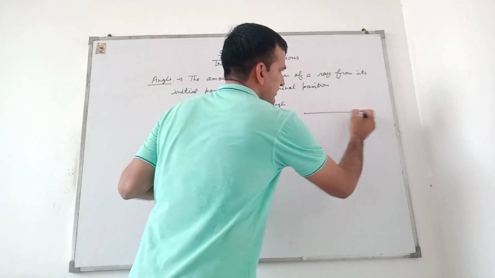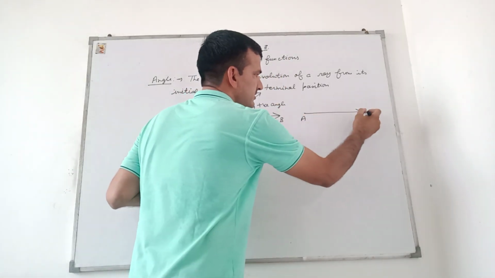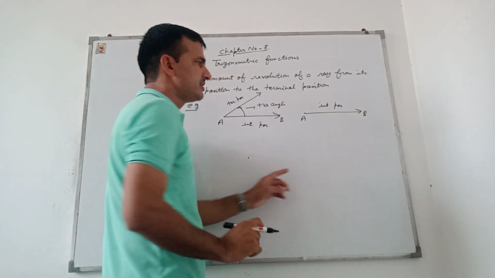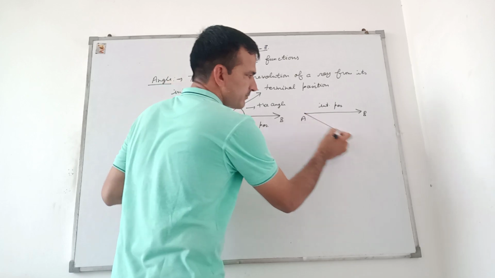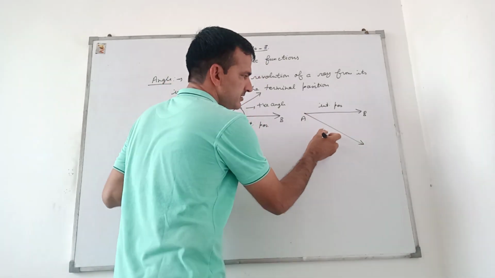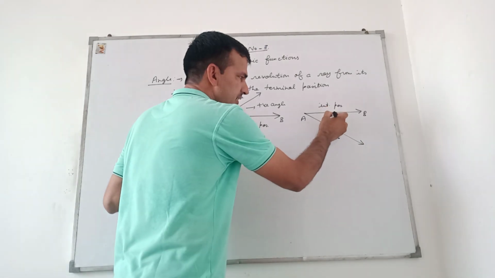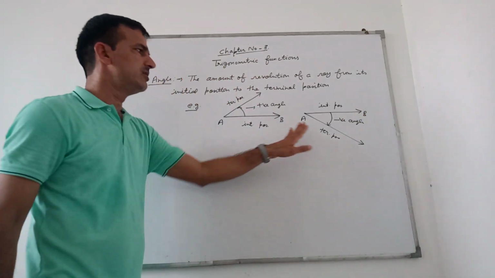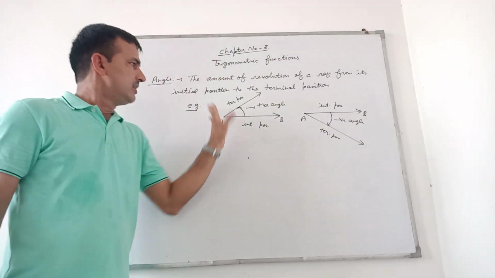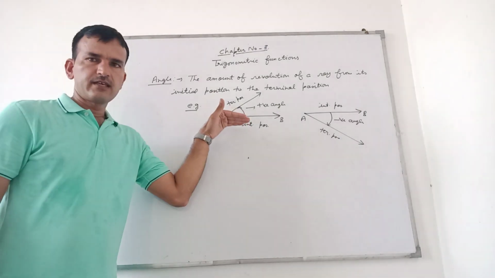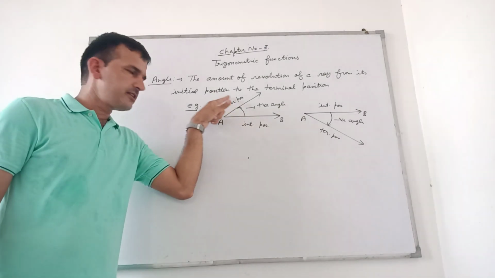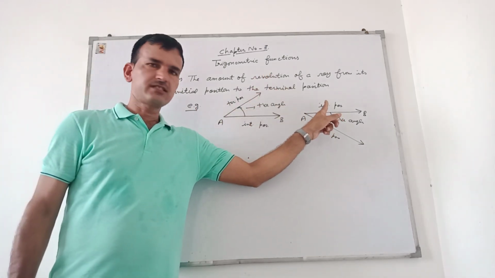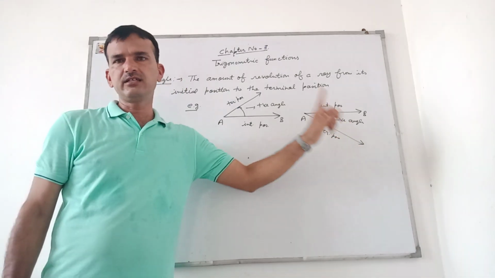For example, let this be ray AB, and this is the initial position. After some time, let the position of AB be this. This is the terminal position. Then this angle is a negative angle. Okay? If I repeat again, if the direction is anti-clockwise, then the angle is positive, and if the direction is clockwise, the angle is a negative angle.